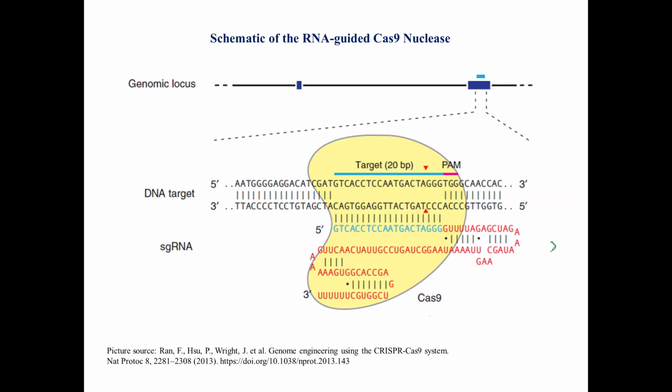Only when the 20 bases of your guide RNA are able to form complementary base pairs with the target DNA does the cleavage happen. And the cleavage happens 3 residues before the PAM sequence. PAM is this NGG, TGG here, right? That is the PAM sequence, which the protein binds. And it cleaves 3 nucleotides before that in both the strands.